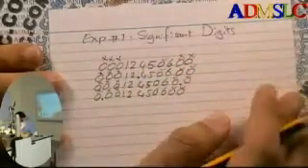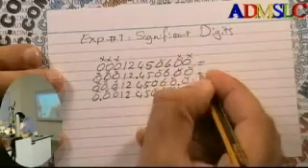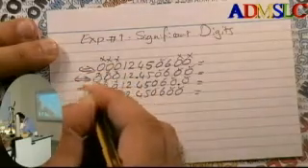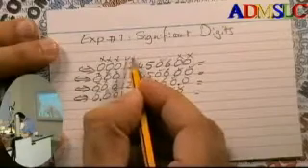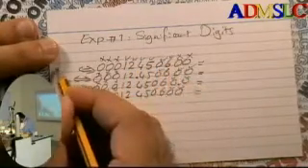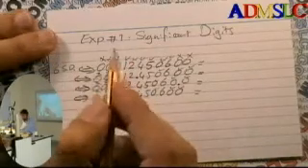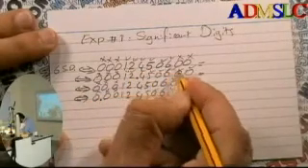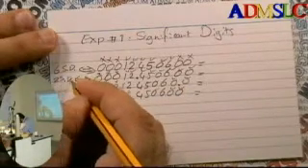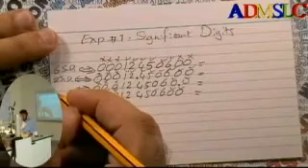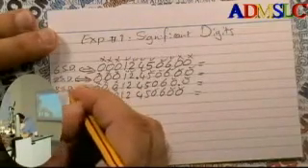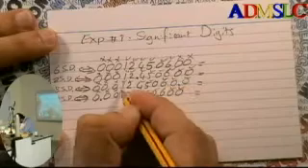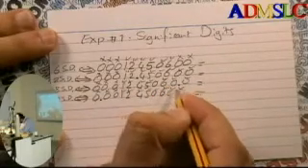So I will write this. Here, how many significant digits do I have? 1, 2, 3, 4, 5, 6. So there are 6 significant digits, right? Here, how many? 1, 2, 3, 4, 5, 6, 7, 8. Why do I have 8? Because of the decimal, so I count these zeros. And here also 8 significant digits, and here also 8 significant digits: 1, 2, 3, 4, 5, 6, 7, 8.